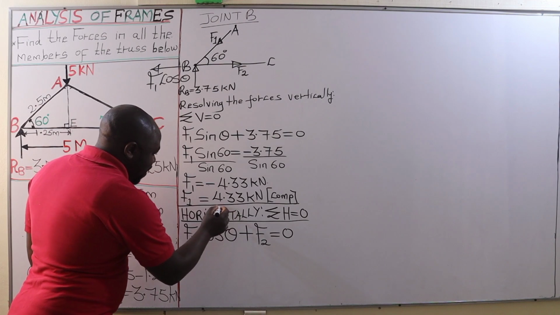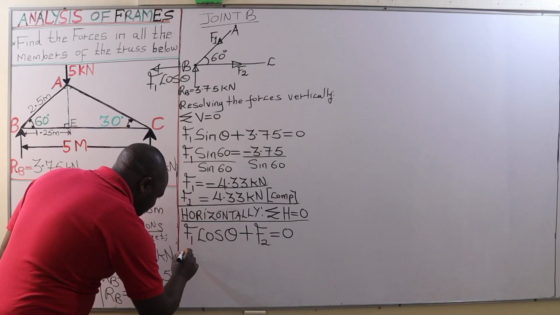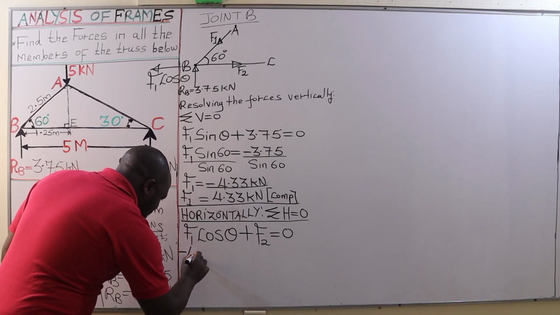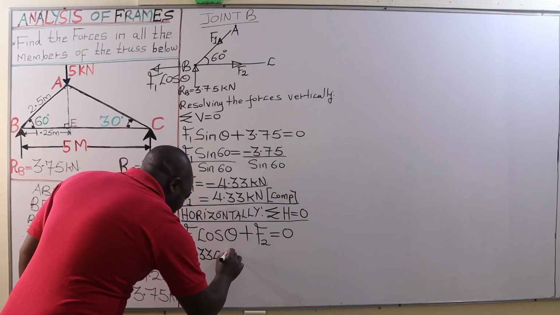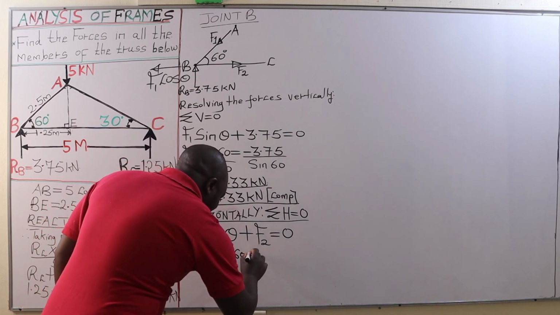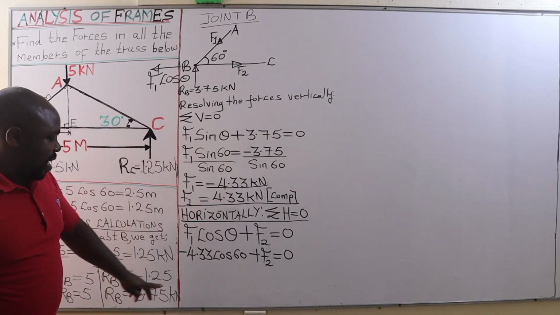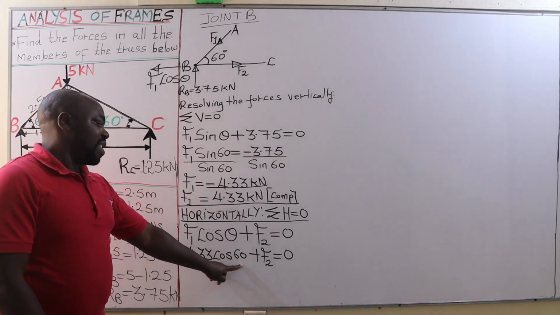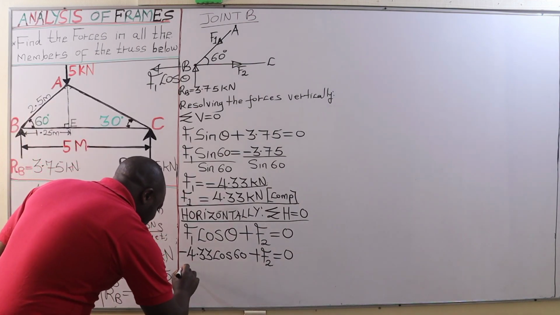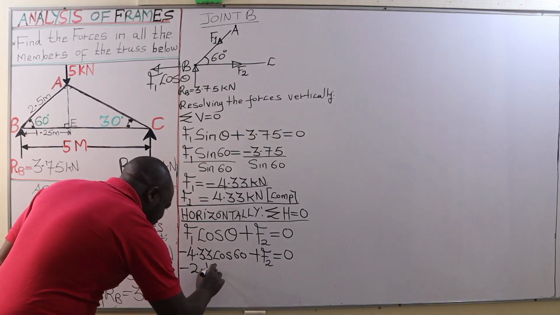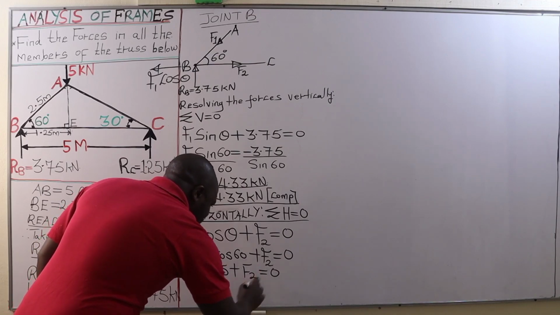Now, we got the value of F1, which is negative 4.33. Therefore, when we substitute it here, we are going to have negative 4.33 multiplied by cos 60 plus a force F2 is equal to 0. Now, negative 4.33 cos 60, that is going to be negative 2.165. Therefore, negative 2.165 plus F2 is equal to 0.